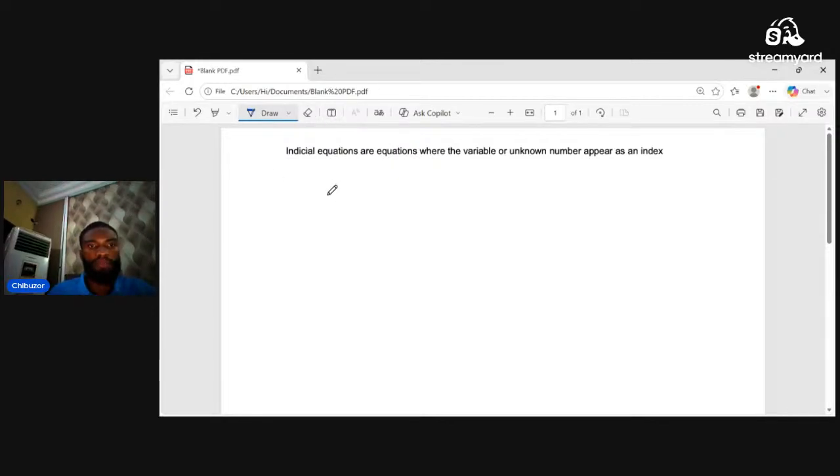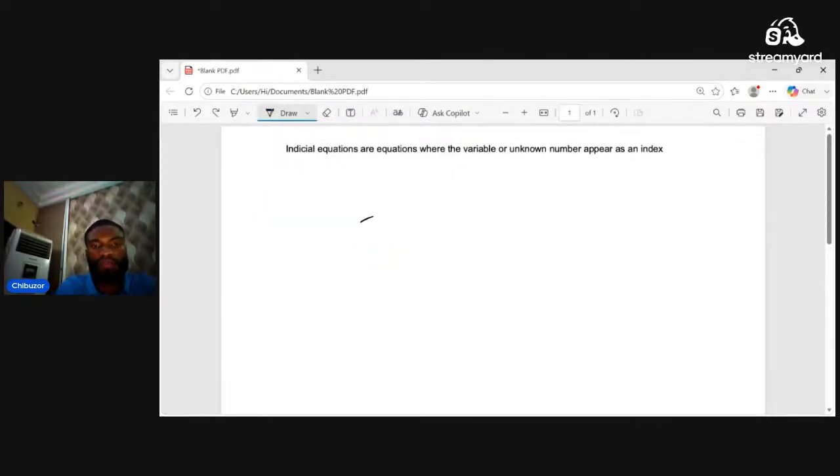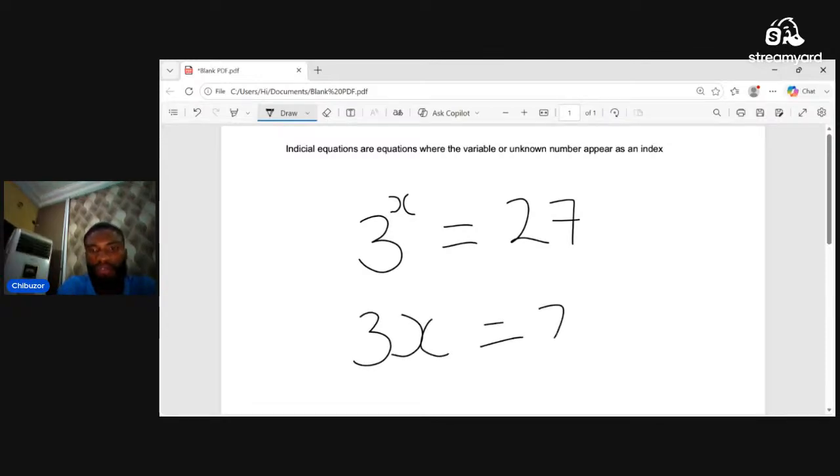I'll give you another example. For an exponential equation, you will see something like 3 raised to power x is equal to 27. This is an exponential equation. But for a linear equation, you will have 3x is equal to 27. So this is the difference between a linear equation and an exponential equation. But we are not studying linear equations today. We are studying exponential equations.